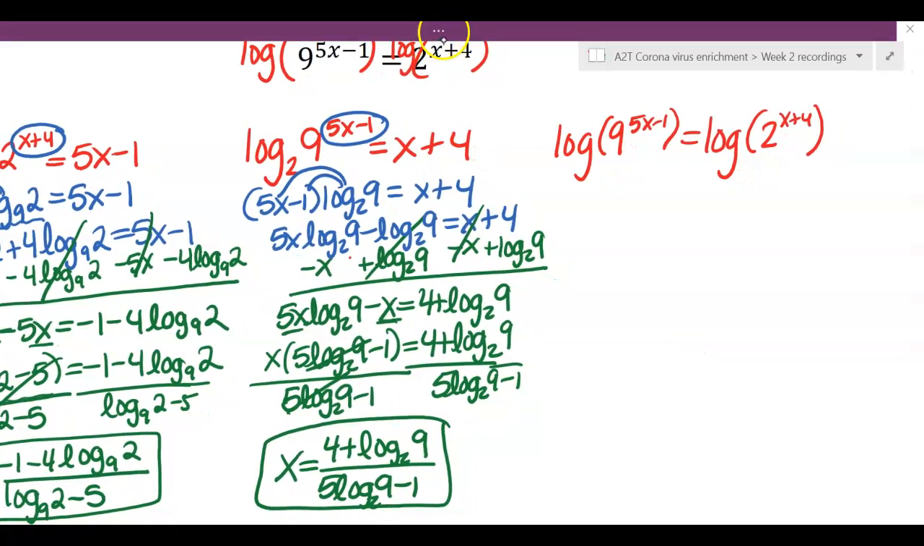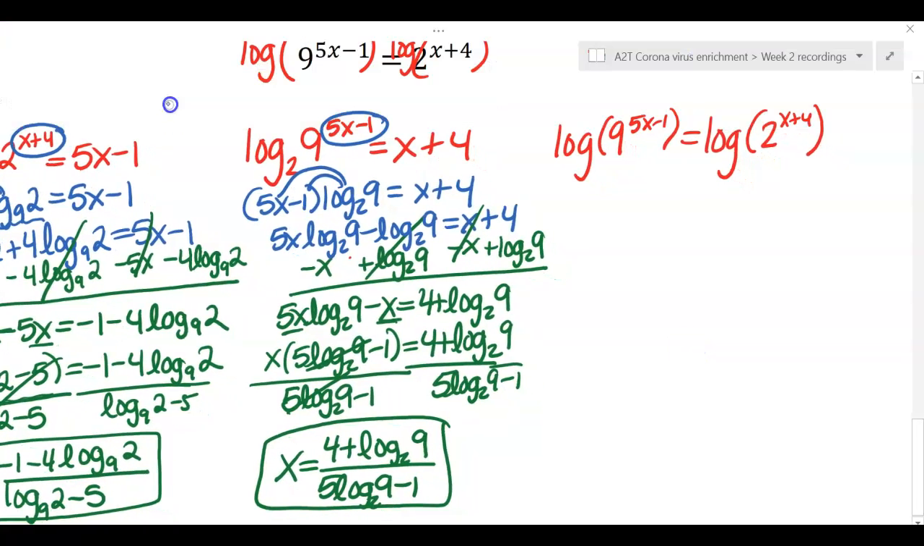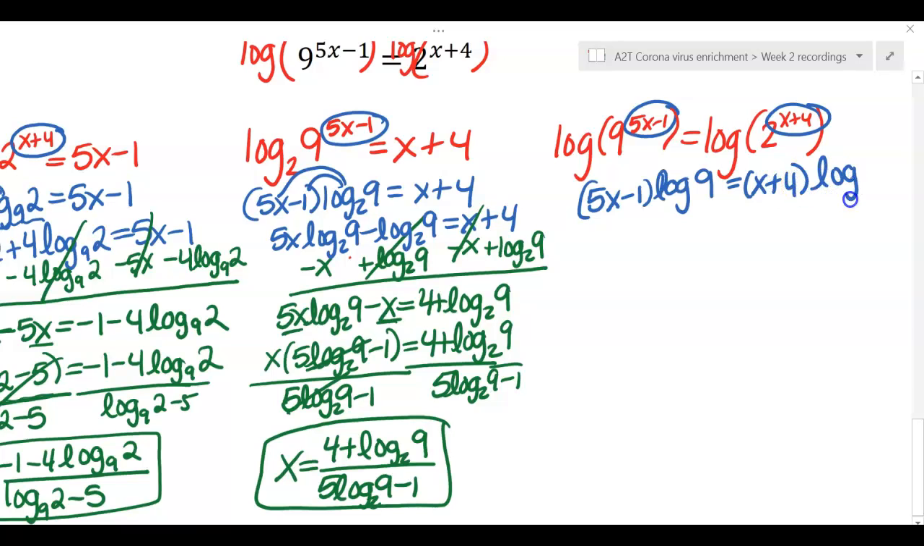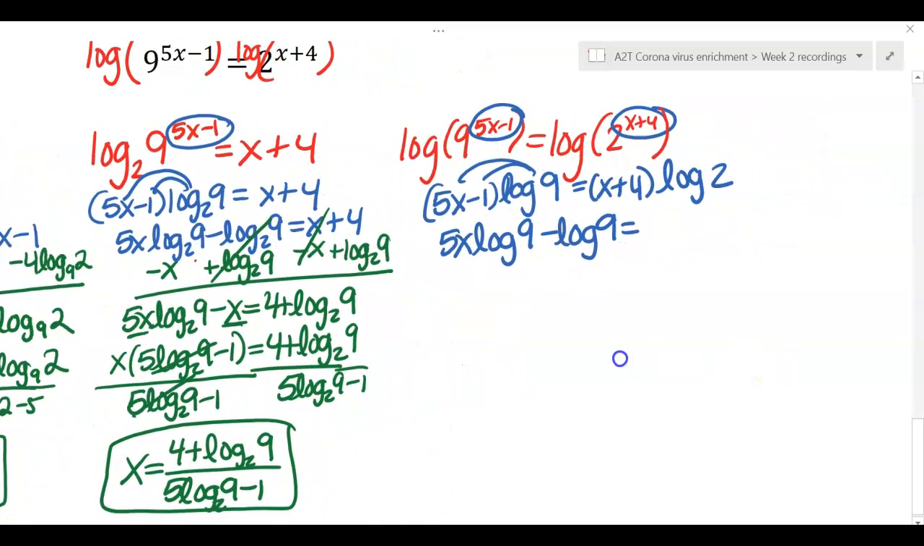And then lastly, we have taking the log of both sides, in which case you would use that exponent property, or that power property of logarithms, 2 times here, 1 on each side. So we'd have 5x minus 1 is multiplying the log of 9. Now remember that log is the common log and has a base of 10. And x plus 4 is multiplying the log of 2. And we could distribute. So we'd have 5x log of 9 minus log of 9 equals x times log of 2 plus 4 times log of 2.